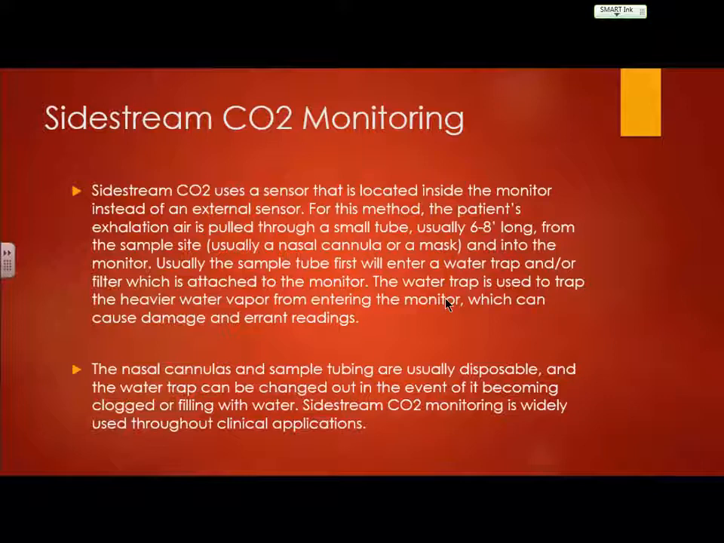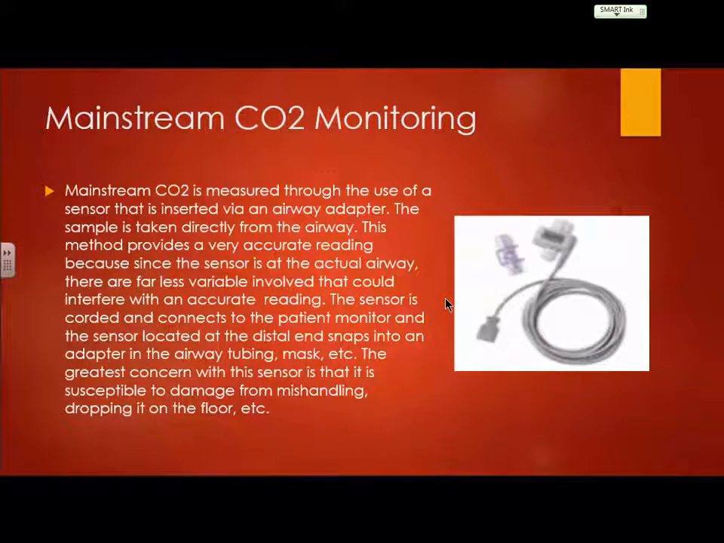I'm not 100% convinced that this one hooked up to our monitor is not a mainstream. But there's your mainstream right there, and that's where you have your connection. We've got those connections like on the Zoll monitors.